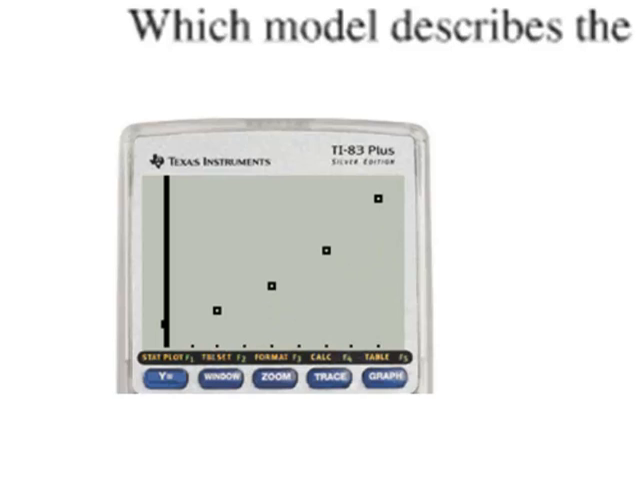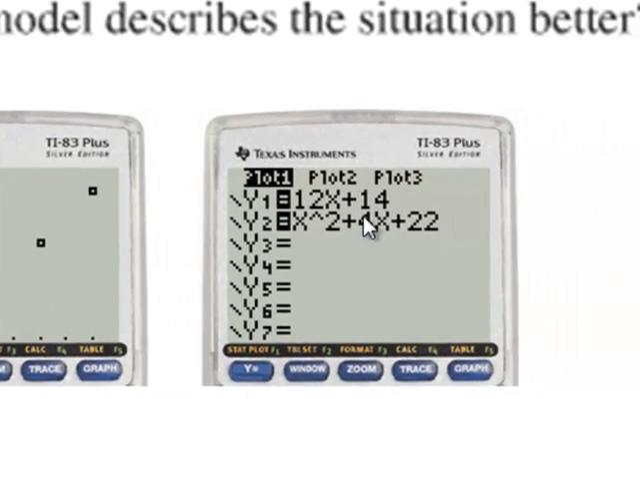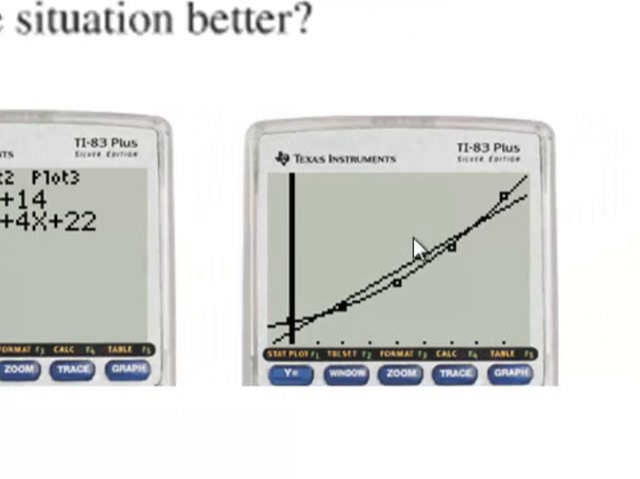Next, we need to put the models in to y1 and y2. So y1, I will put the linear model, 12x plus 14, and y2, I put in the quadratic model, x squared plus 4x plus 22. Next, you hit graph, and if we look closely, we can see that the quadratic is doing a better job of modeling the pattern of the data than the linear model. So to answer A, the quadratic model is better.